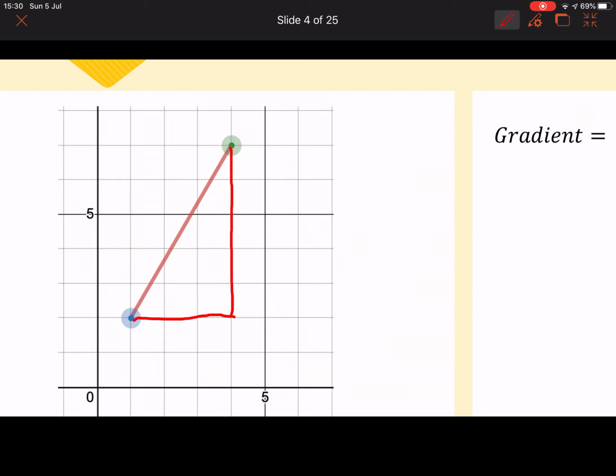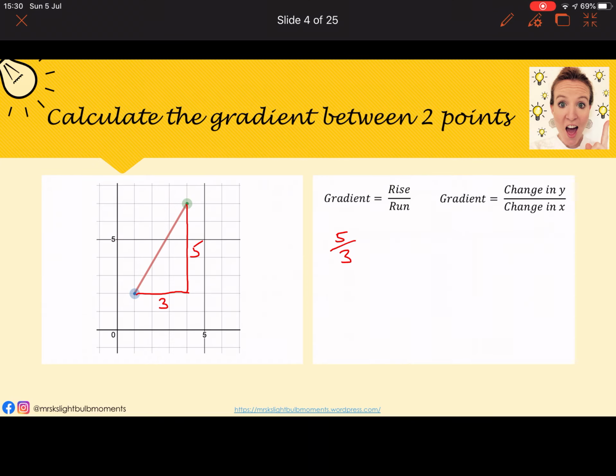Now our rise, and check your scale really carefully here. Each square is 1 on both the x and the y. It's important to check that because it could actually be different on the x and y axes. So I've got to check. 1, 2, 3, 4, 5 is my rise, so my difference in y, and my difference in x is 3. So that means my gradient would be 5 over 3. Okay, you don't need to simplify it, you can leave it in its fraction form like that. An improper fraction is absolutely fine for gradient.